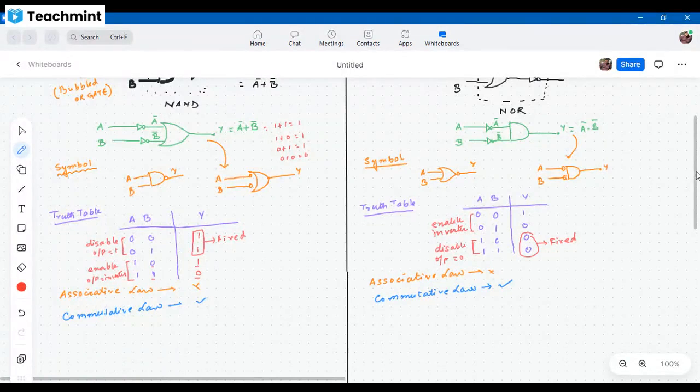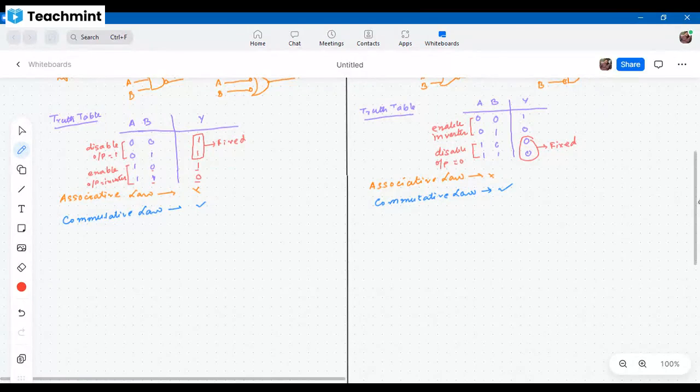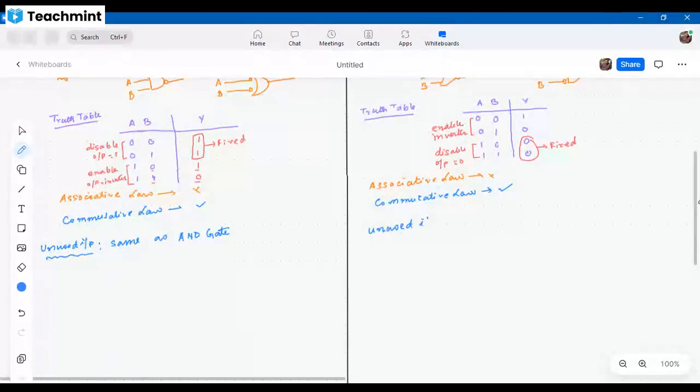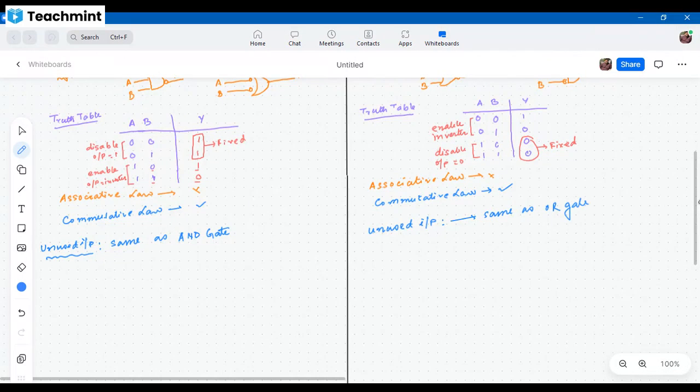Now we will talk about the unused input. So before going to the OR gate, we must finish this thing. So we will talk about the unused input. How to use the unused input here. So let us take the heading unused input. So for the unused input, it is same as AND gate. So what we do in the AND gate, we will also do it here. Same here for unused input. It is same as OR gate. Okay.